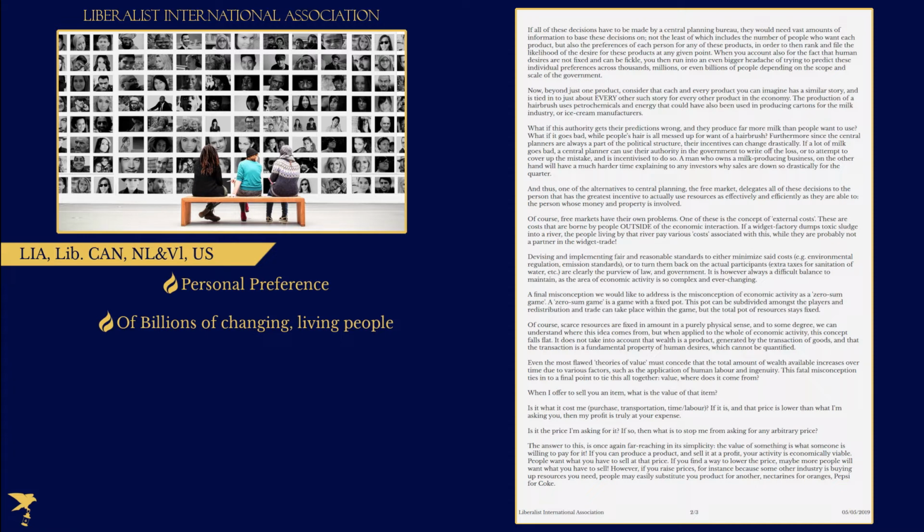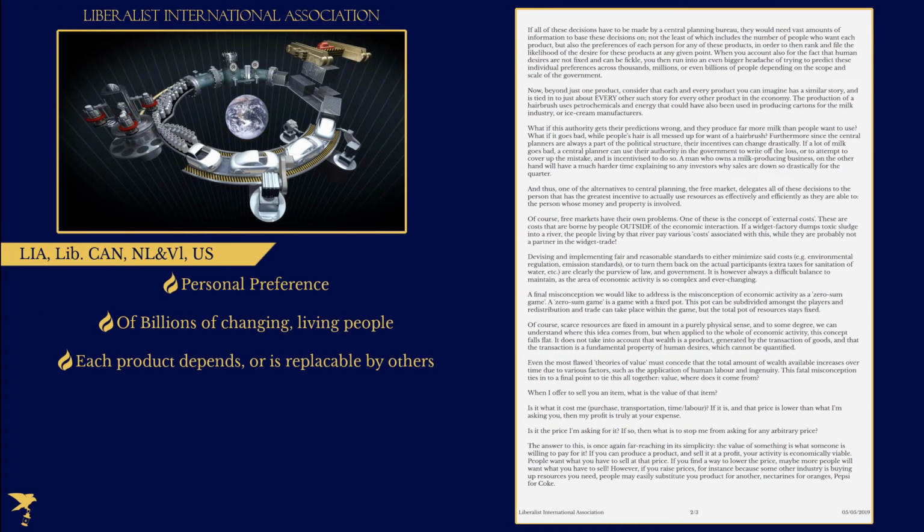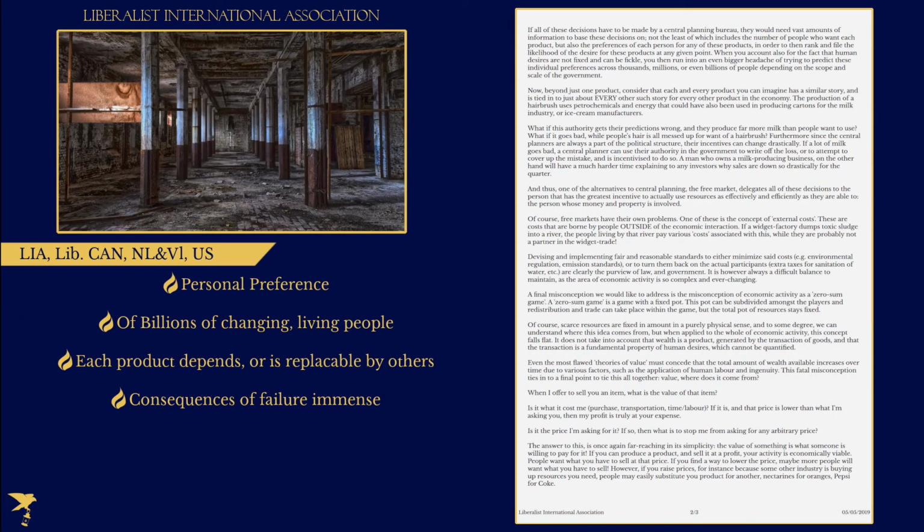Now, beyond just one product, consider that each and every product you can imagine has a similar story, and is tied in to just about every other such story for every other product in the economy. The production of a hairbrush uses petrochemicals and energy. Those could have been also used in producing cartons for the milk industry or ice cream manufacturers. What if this authority gets their predictions wrong, and they produce far more milk than people want to use? What if it goes bad, while people's hair remains messy for want of a hairbrush?